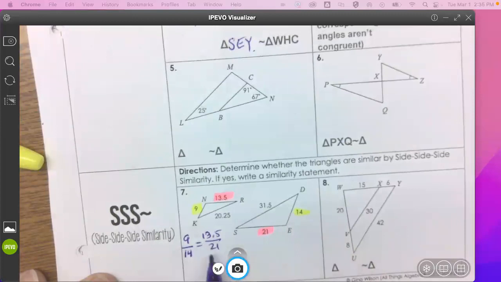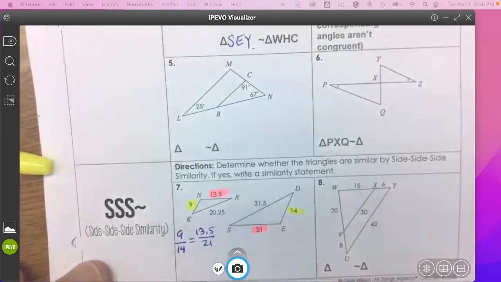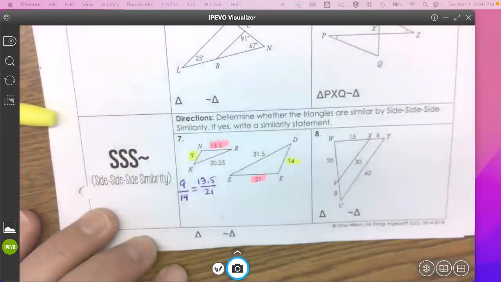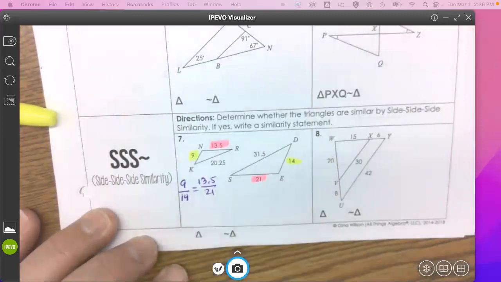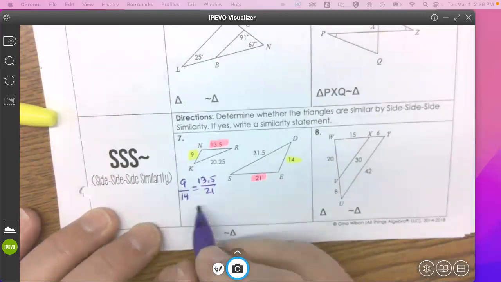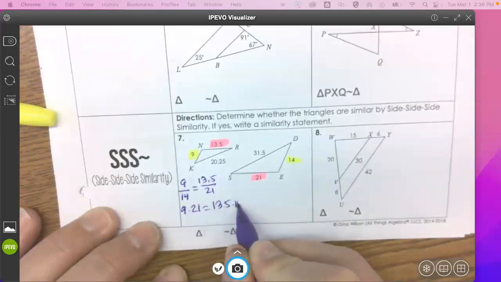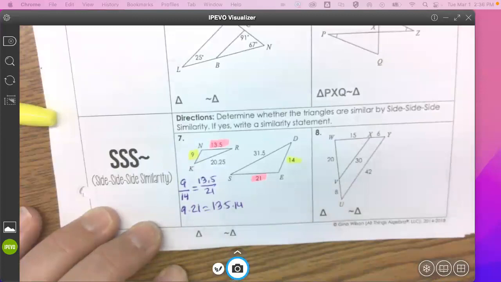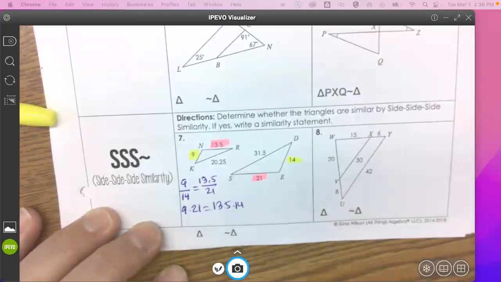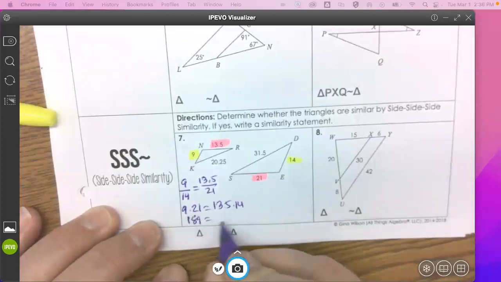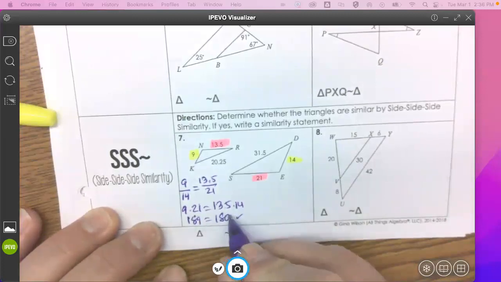But how do I know if these are the same? If only we had some cool technique to validate that a proportion is, in fact, a valid proportion. Something that you did like 10 times in yesterday's homework. Cross multiply, excellent. In other words, we can say that 9 times 21 should equal 13.5 times 14. And if in fact that comes out to be a consistent answer, it does, 189 equals 189. That tells us what?